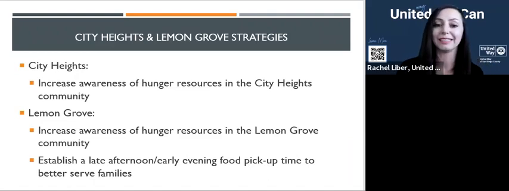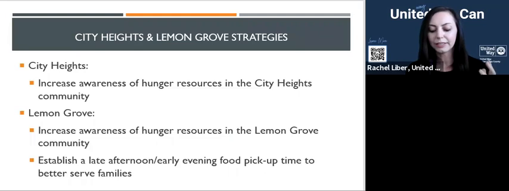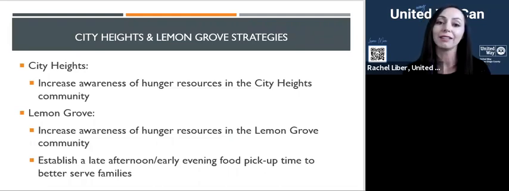So this is where we landed for both regions. In both City Heights and Lemon Grove, there's going to be a focus on increasing awareness of hunger resources, because through the data that we collected and talking with partners, we became very aware that there's lots of great resources out there. It's just a matter of people knowing about them. And also due to the data, we decided that in Lemon Grove, we would also establish an additional food distribution time at one of the school sites that might work better for families. So in late afternoon, early evening time, so that more families could access this resource.